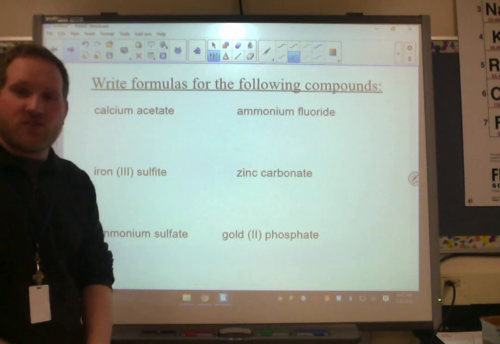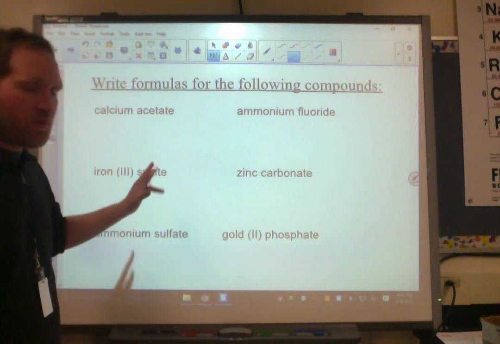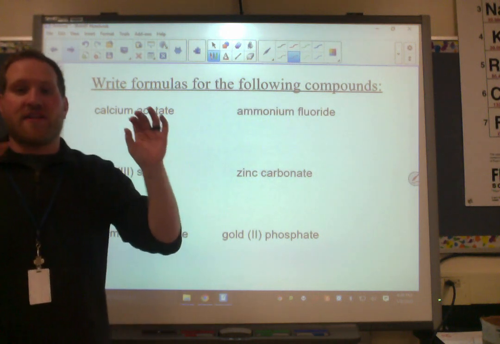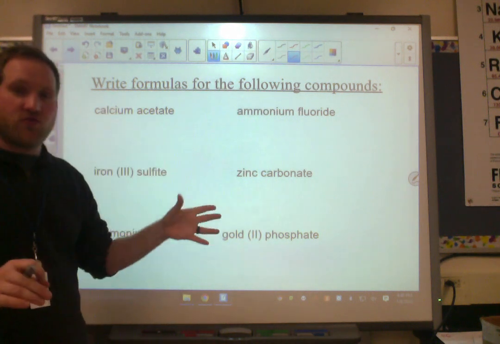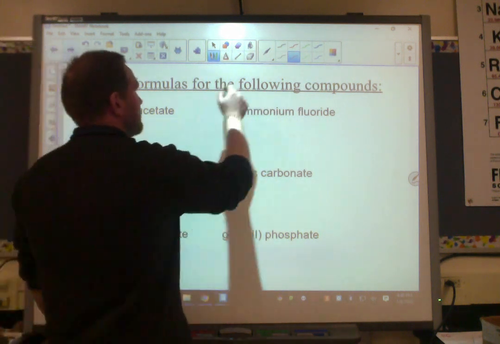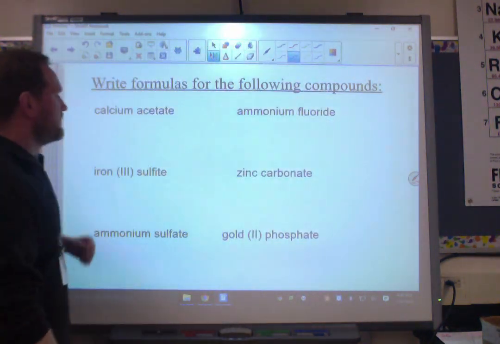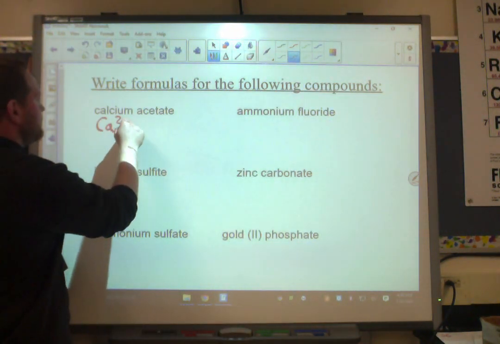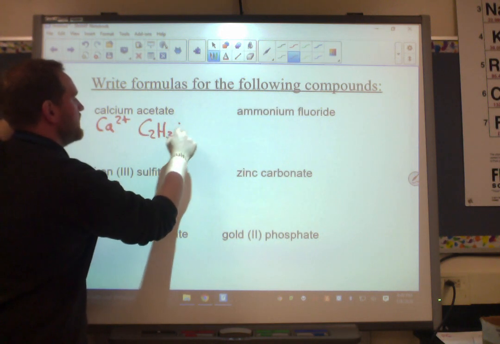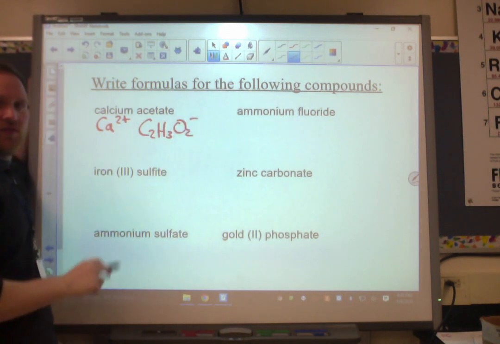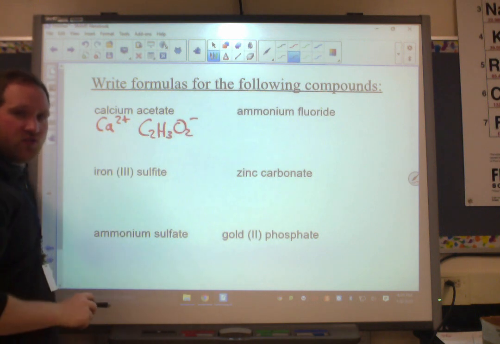Okay, and now to go the other way, writing formulas. So, as I said in the last two videos, I'll say it again. When you're writing formulas of ionic compounds, write the ions out first with the charges, then write the answer. Don't try to do it all in one step. Calcium acetate. Let's write the ions. Calcium is Ca2+. Acetate, you check your sheet, C2H3O2 minus. Now the charge is minus, the charge is not 2 minus.